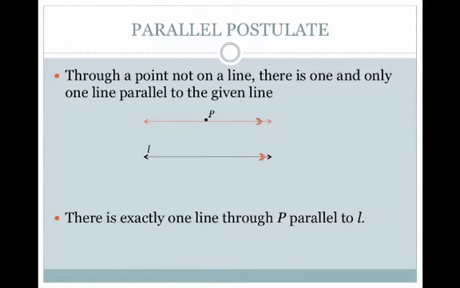Okay, so your first postulate that we're going to look at is basically: through any point not on a line, so point P is not on line L, there is one and only one line parallel to the given line. So there's only one line that we can draw through point P that would be parallel to line L. That's basically what this is saying here. There is exactly one line through P that is parallel to L.